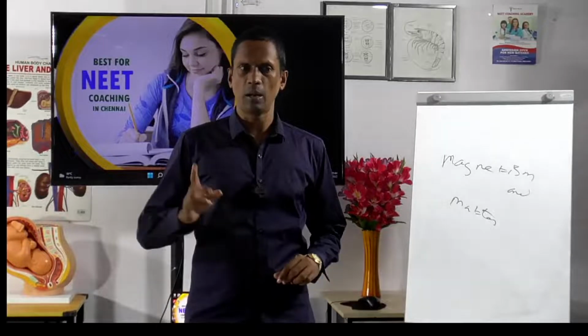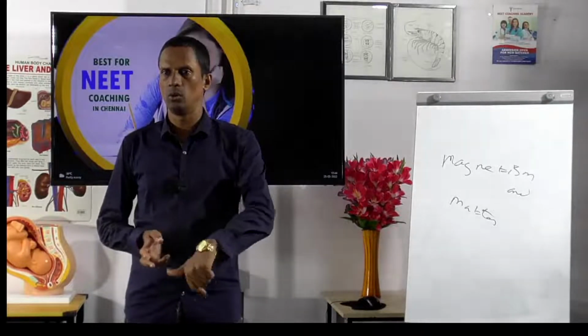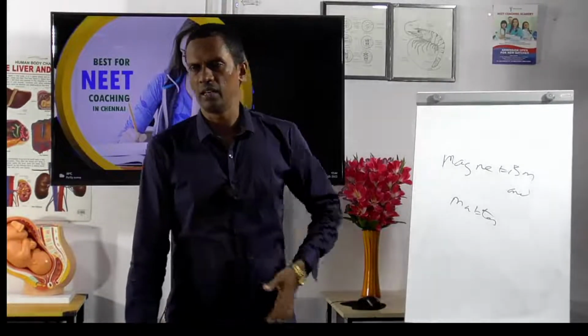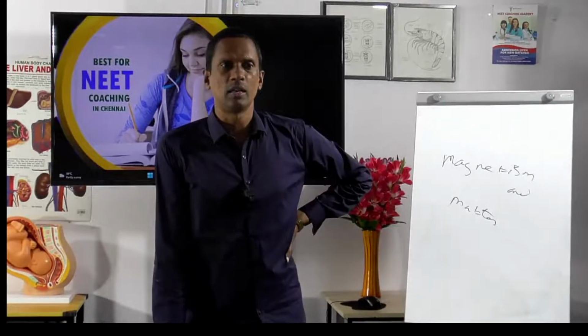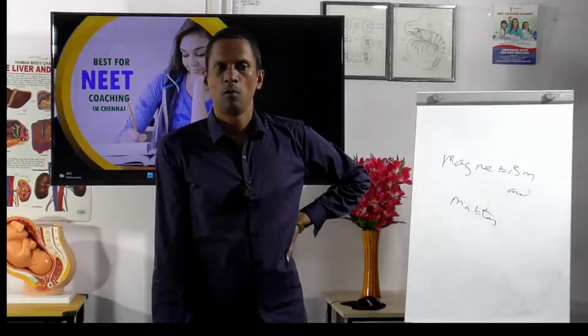Now compared to Earth and Sun, what is the size of the Sun with respect to Earth? What is the size of its radius? Earth is about 10,000 kilometers. What is the size of the Sun? More than 100 times.